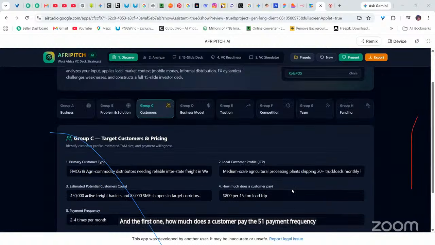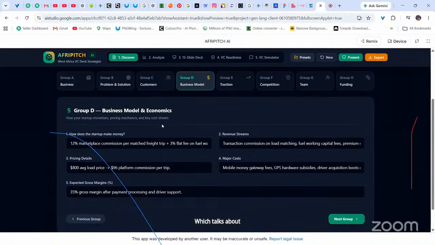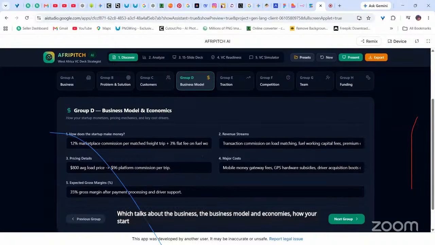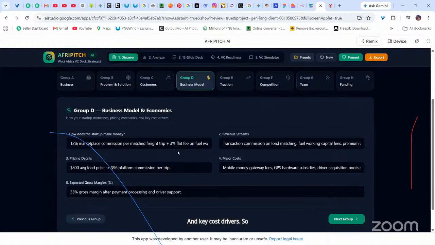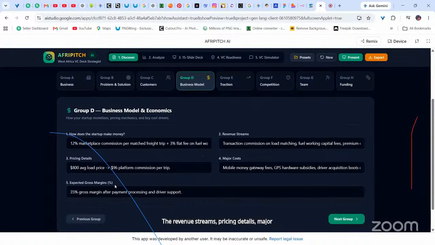And the fourth one, how much does a customer pay? The fifth one, payment frequency. So we move on to the next slide, which talks about the business model and economics, how your startup monetizes, pricing mechanics, and key cost drivers. The question there is, how does a startup make money, which is a very important question. The revenue streams, pricing details, major cost, expected gross margin.